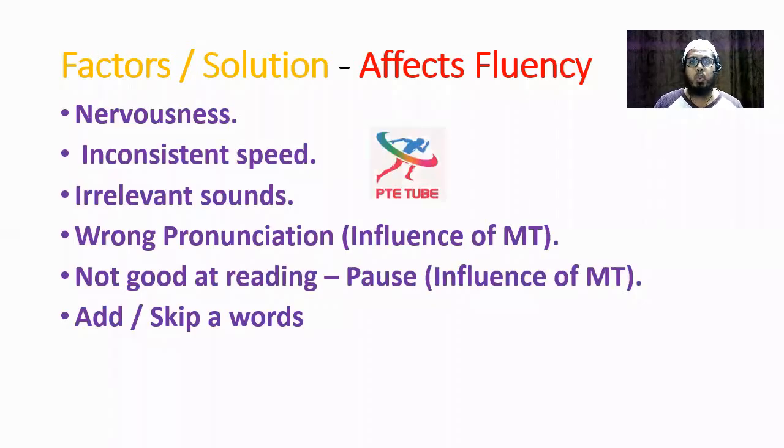Oftentimes what people do is, in some beginning sentences, they are very fast, very quickly they finish reading one or two sentences. For the next sentence, they assume there are some tough words, so let us lower our speed. That's what they do. There is inconsistency in the speed, which results in scoring less in this particular task. Also, irrelevant words, irrelevant sounds, and wrong pronunciation.